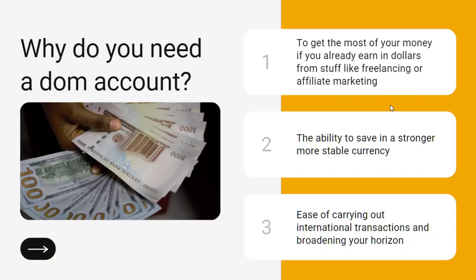But right now, if you had dollars and you wanted to change it to Naira now, the same $1,000 will give you 500,000 Naira. What you have gained from saving in a stronger currency is actually 100,000 Naira. So you see, this is one of the reasons why you need to have various options, a DOM account, a Nigerian account, and save in these various currencies, so that it becomes sort of an investment at some point, you know. And finally, ease of carrying out international transactions and broadening your horizon.